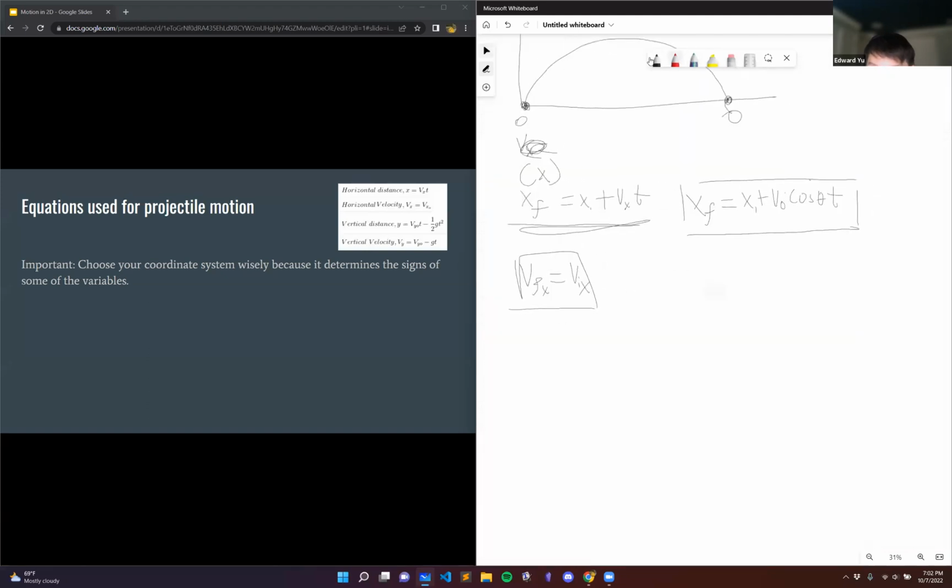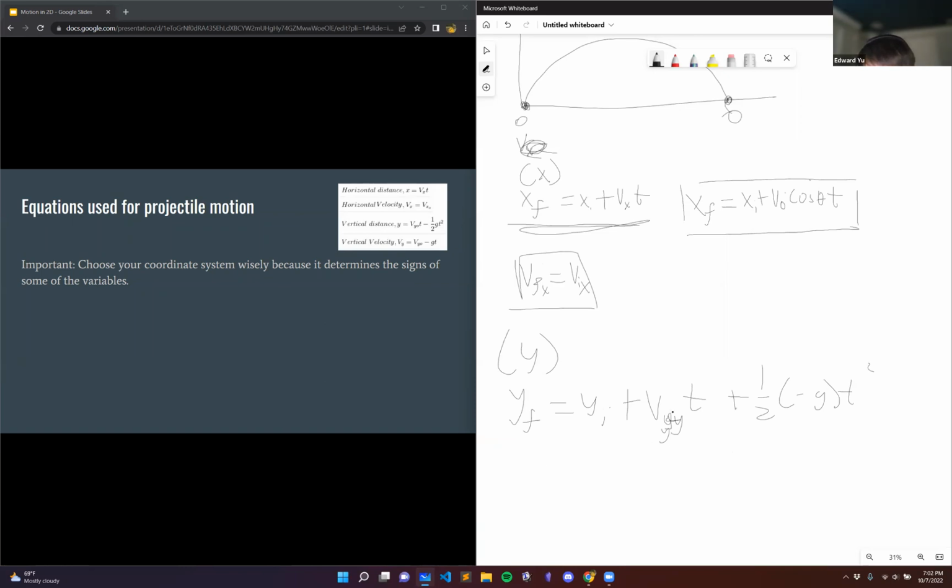So another thing is the y component now. For the y component, you would write the same equations. So the final y is equal to the initial y, plus initial y velocity times t. And then now, because I chose this coordinate system, it would be plus 1/2 negative gt squared, or just negative 1/2 gt squared. You can write that as well.